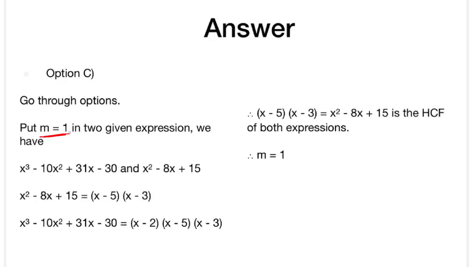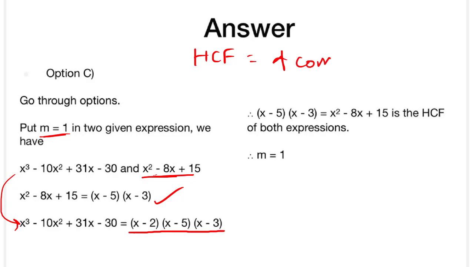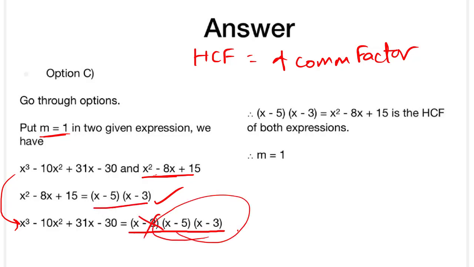Let's put m equals 1, and by simplifying we get these two expressions. We get x minus 5 into x minus 3, and by doing this we get x minus 2, x minus 5, x minus 3. As we know, HCF is the highest common factor, right? So let us remove this one. x minus 5, x minus 3 is going to be the highest common factor. We multiply these two and get x square minus 8x plus 15 as the HCF of both expressions.